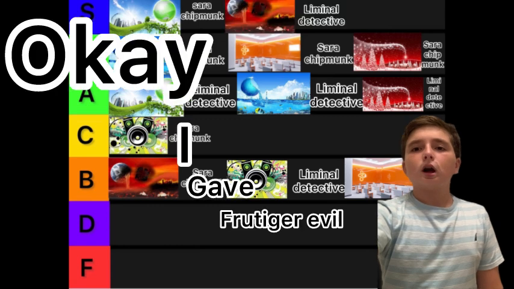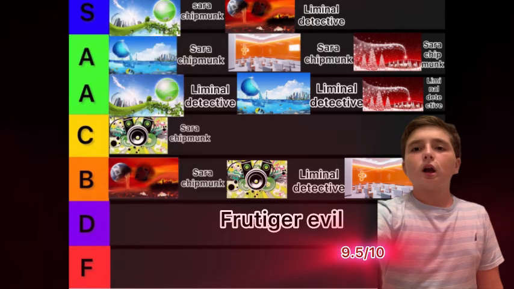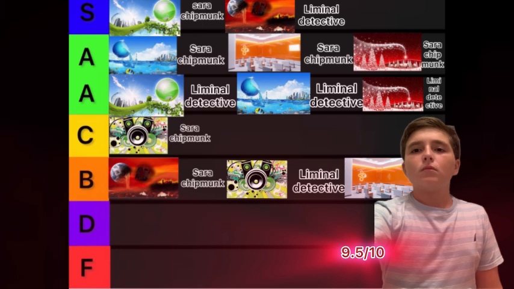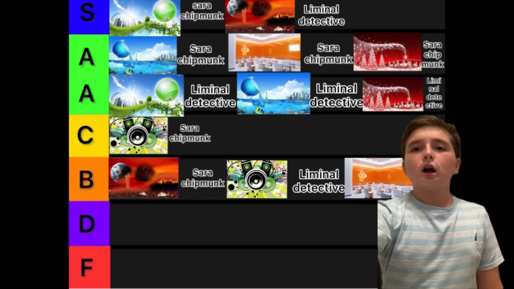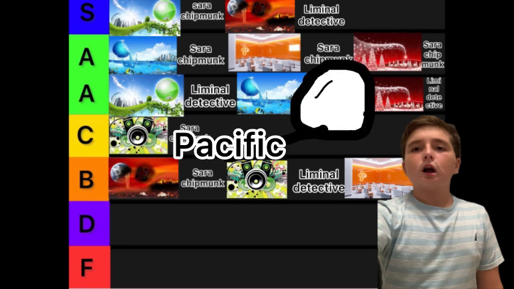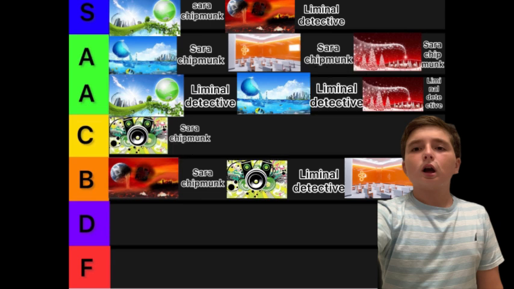Okay, I gave Frutiger Evil a 9.5 out of 10. Okay, so it'd be on S tier, because like I said before, an S tier is between a 10 out of 10 and a 9.5 out of 10. So it's on an S tier. And for specific reasons I mentioned before, I really liked Frutiger Evil. I like almost everything about it. Just one nudge I didn't like about it is just that some of the blacks could be too dark, but that's it. The rest of the stuff I love. So yeah.